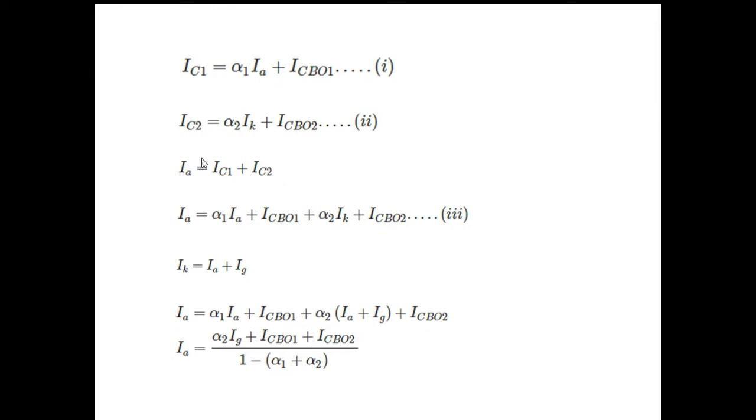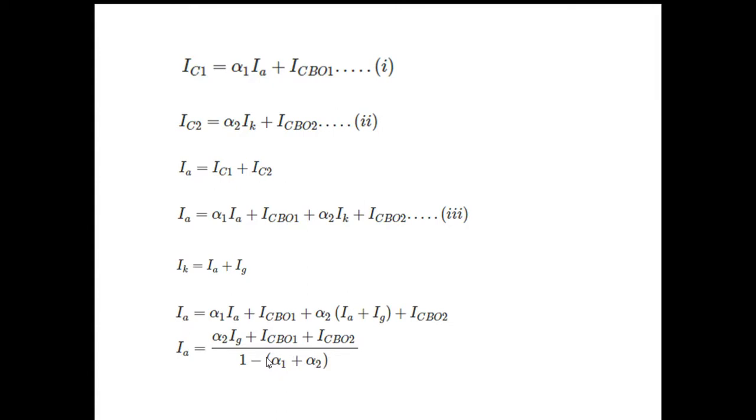The total anode current will be given as IA equal to the sum of IC1 and IC2. So the anode current will be given as alpha 2 times Ig plus ICBO1 plus ICBO2, whole divided by 1 minus alpha 1 plus alpha 2. So the anode current will be maximum whenever alpha 1 plus alpha 2 is equal to 1.